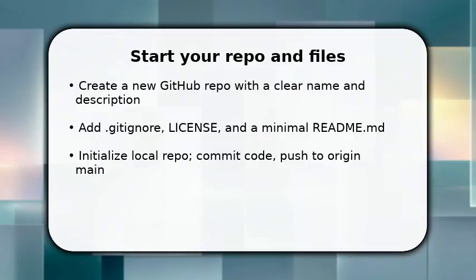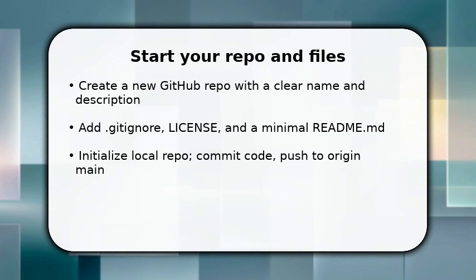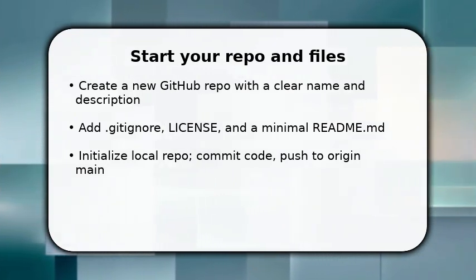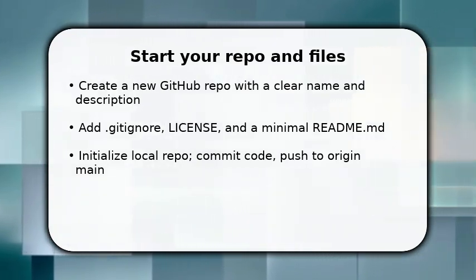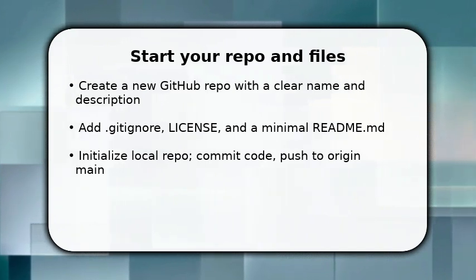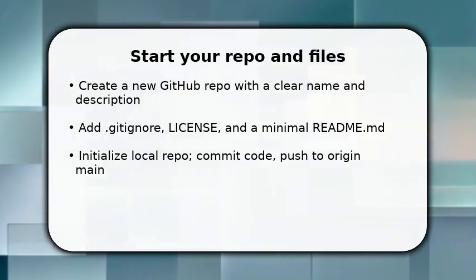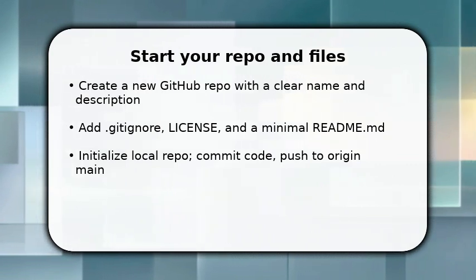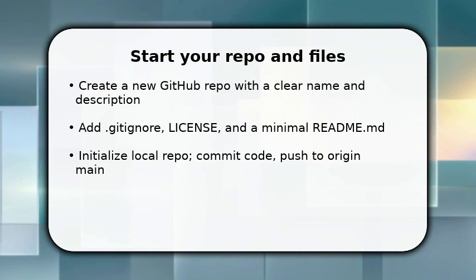Please enjoy the video. You begin by creating the remote repository and setting the local Git track. Explain why. It gives a single source of truth for collaboration. Once done, add a sensible .gitignore to exclude data and large binaries, choose a license, and write a one-paragraph README.